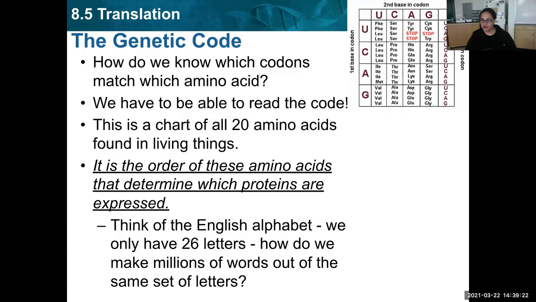So if you think of the English alphabet, we only have 26 letters in our alphabet, yet we have millions and millions of words. How? It's because we rearrange those letters in different orders and different lengths. Some words are only 1 letter long, 2 letters long, but some words are 15 or 20 letters long. It's all about the arrangement of those 26 letters, just like it's all about the arrangement of these 20 amino acids.